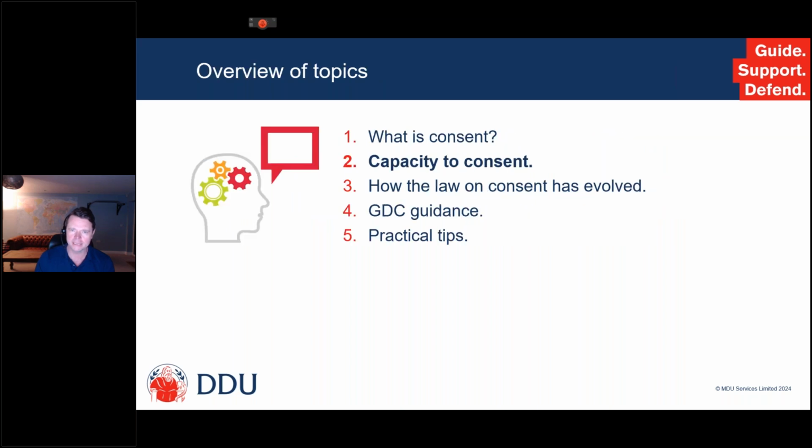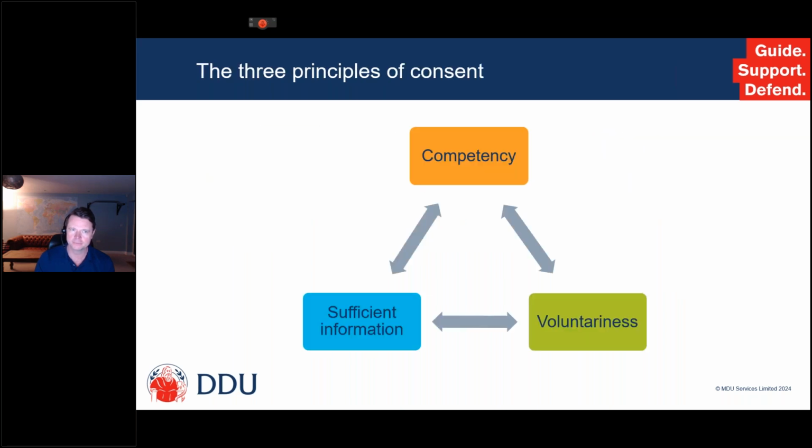So what's capacity? So the three principles of consent: the three things that need to be in place are the patient needs to be competent, the consent needs to be voluntary, and the patient needs to have been given sufficient information to make that decision.